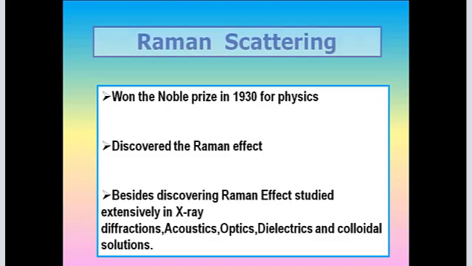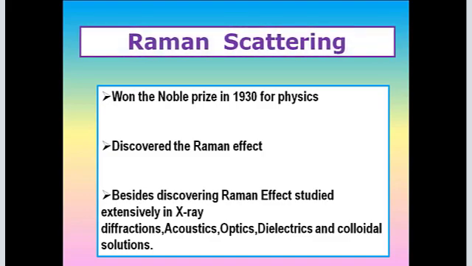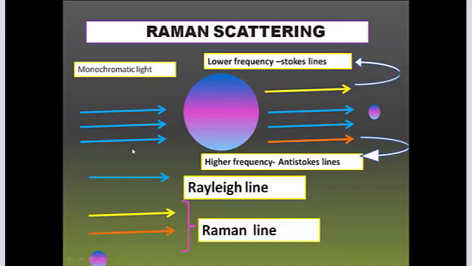What is Raman scattering? Raman won the Nobel Prize in physics in 1930. One more piece of additional information is that he discovered the Raman effect. Besides discovering the Raman effect, he studied extensively X-ray diffraction and in particular acoustics and optics. He won the Nobel Prize for physics.